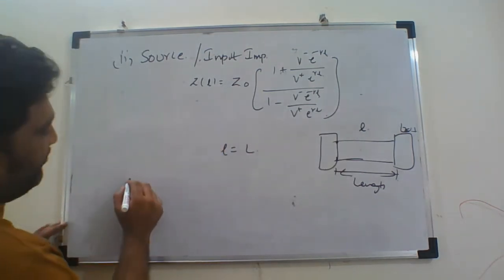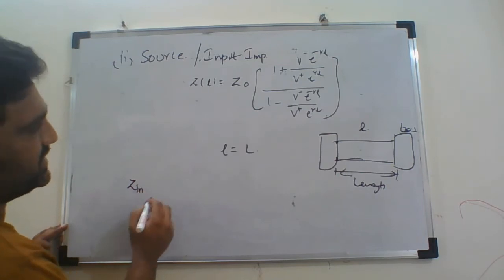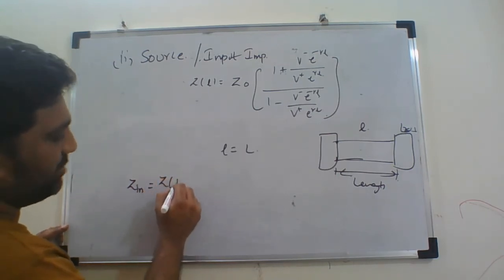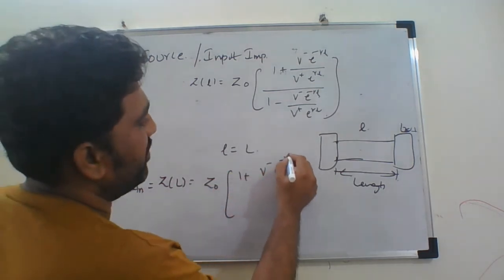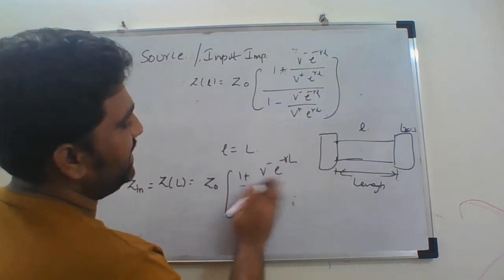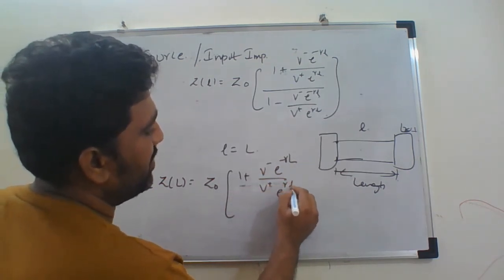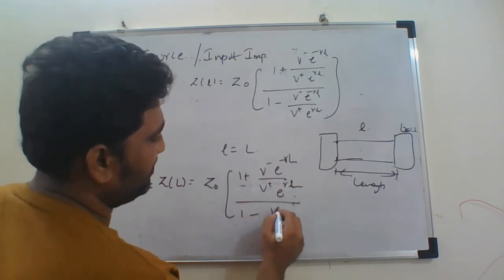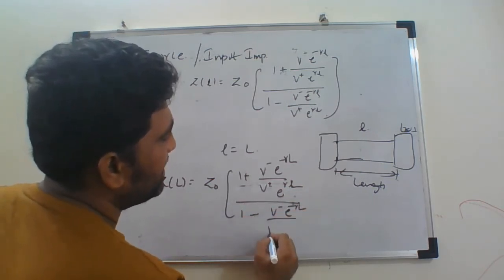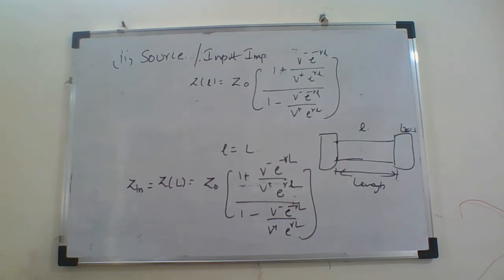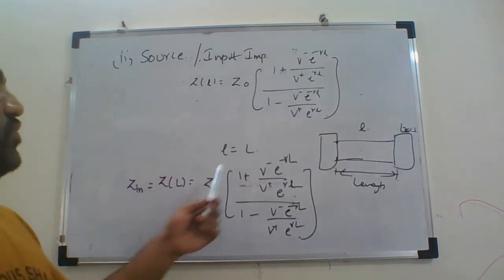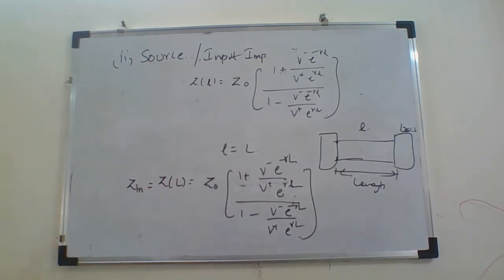So I will write small l equal to capital L. Therefore the input impedance Zin is equal to Z of capital L, which is equal to Z naught into (1 plus V minus into e power minus gamma capital L by V plus into e power gamma capital L) divided by (1 minus V minus into e power minus gamma capital L by V plus into e power gamma capital L). So instead of small l we have to write capital L. This is the input impedance, Z of L, representing small l equal to capital L. This is the second.